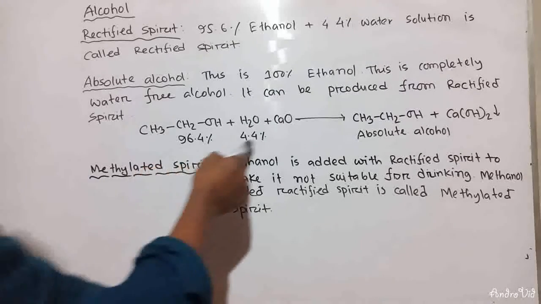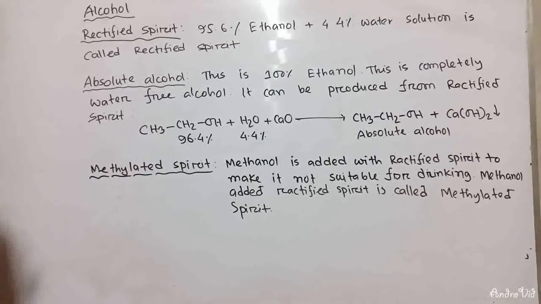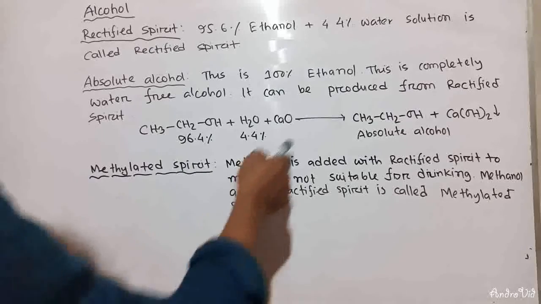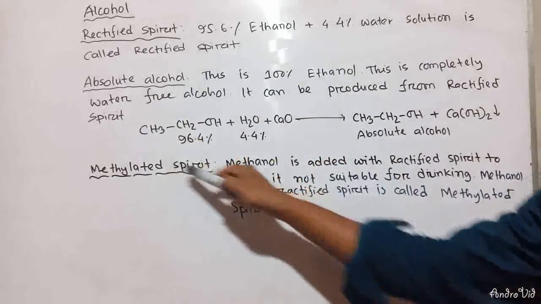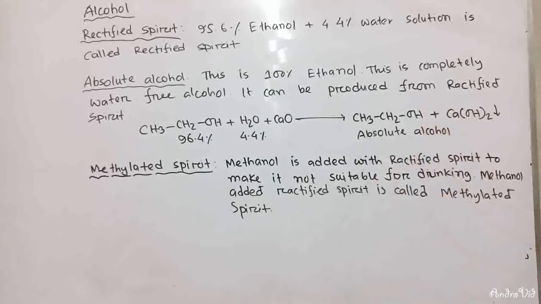This is rectified spirit, 95.6% ethanol and 4.4% water. If you add calcium oxide to this rectified spirit and carry out the reaction for 8 hours, then rectified spirit will be converted to absolute alcohol.